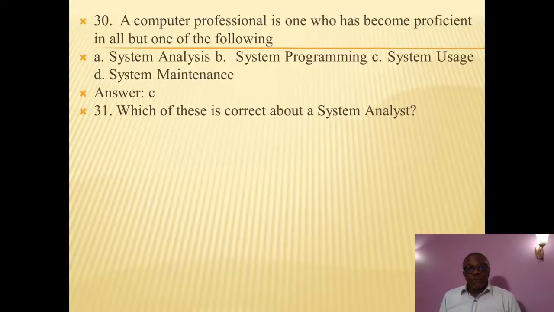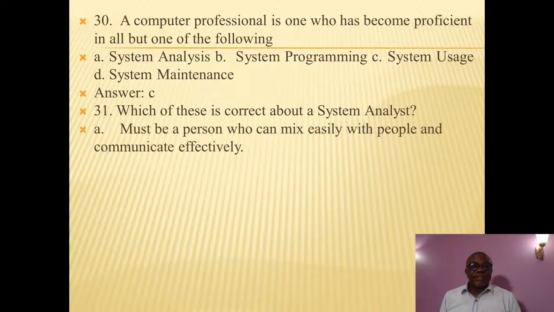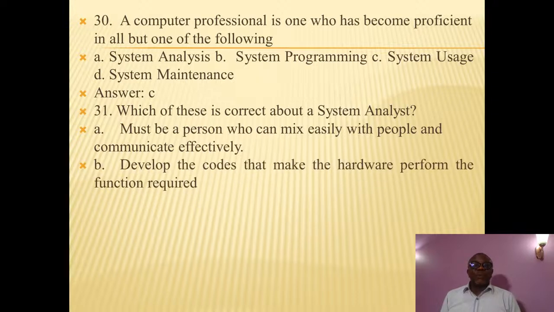So 31, which of these is correct about a systems analyst? Say A, which of these is correct about a systems analyst? A, must be a person who can mix easily with people and communicate effectively.